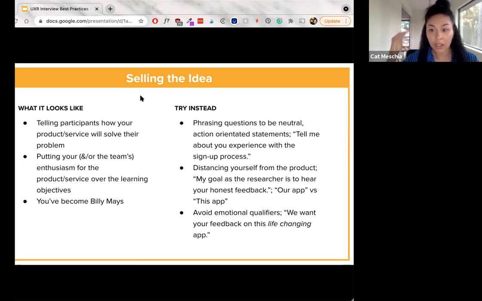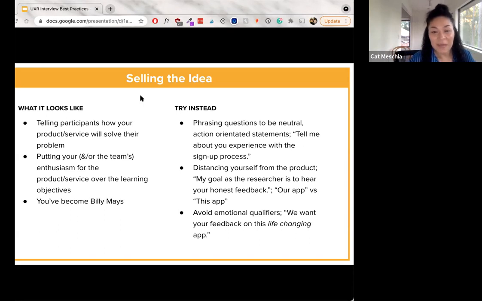Subconsciously, when we hear that someone has ownership over something, it makes us feel more guarded about giving our honest thoughts. Like, you're not going to tell someone their baby is ugly. But if you're like, what do you think of this baby? They're like, not the cutest one I've ever seen. There's going to be a difference there in your responses.